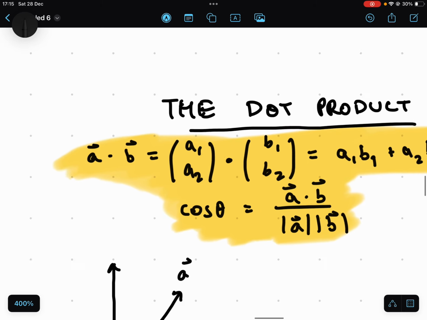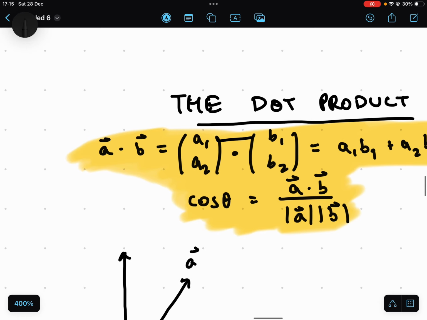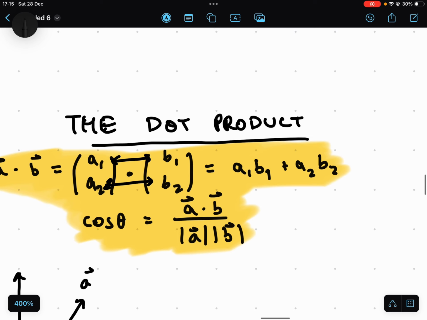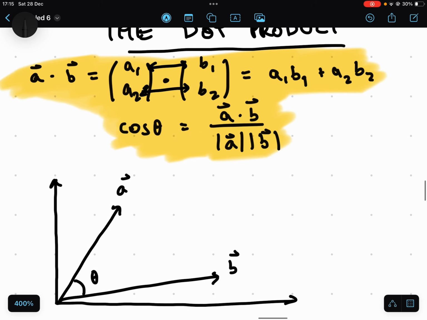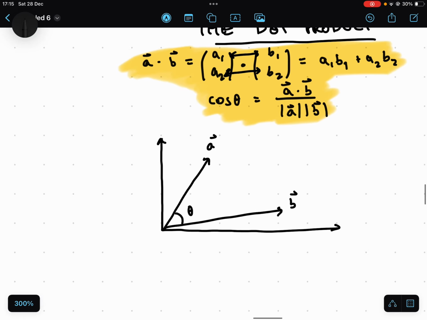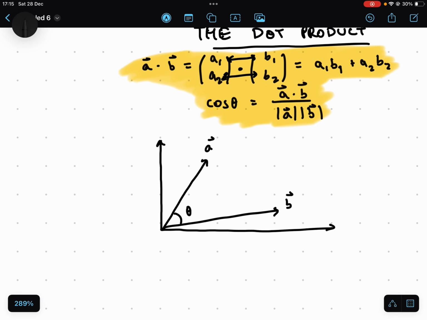I mean, you just take these two and times them together, then take these two and times them together, and then add them up. Okay, and you can do this with three-dimensional vectors, four-dimensional vectors, and so on. So let's try come up with a little explanation for this.